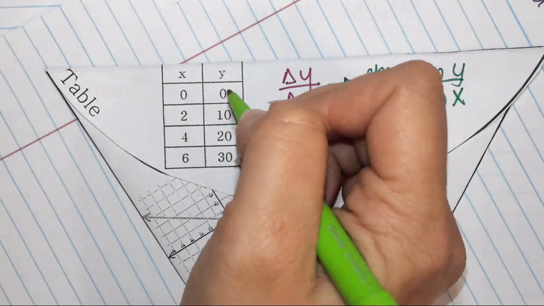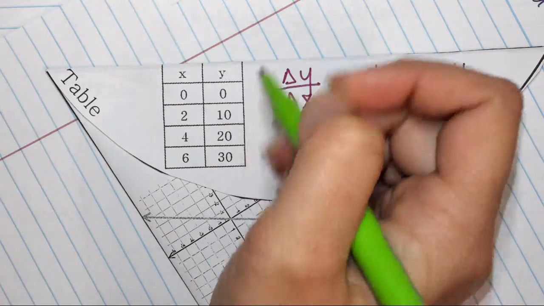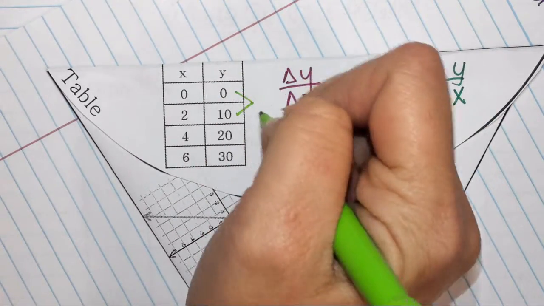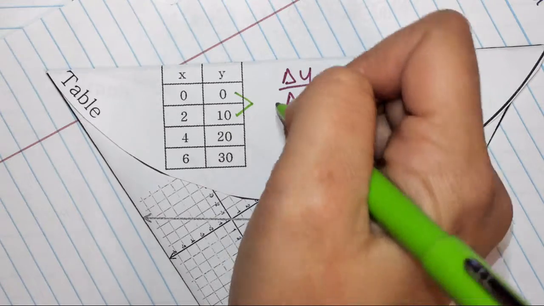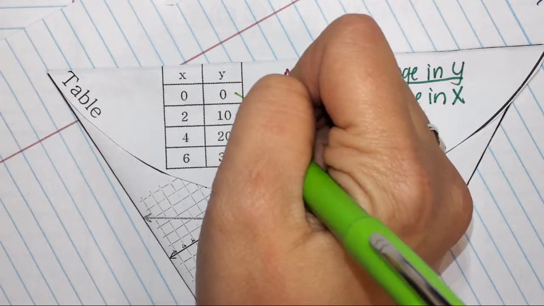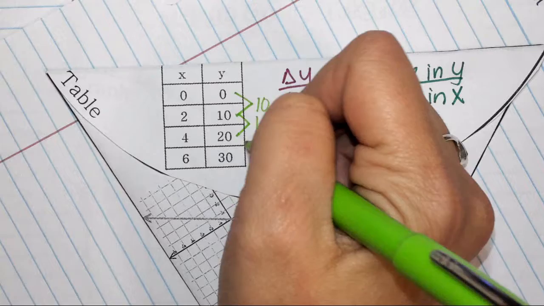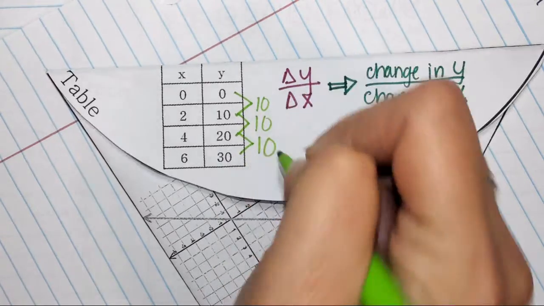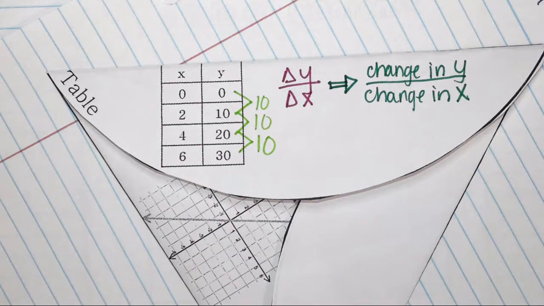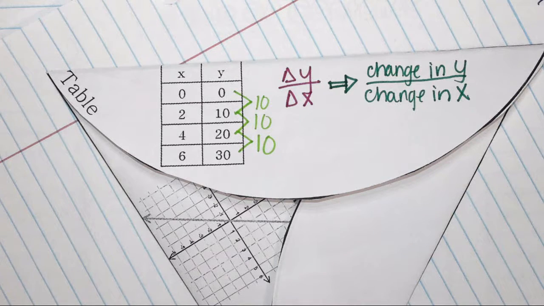So, are we increasing or decreasing on our y-axis? And how much do we increase between 0 and 10? Okay, what about 10 and 20? What about 20 and 30? Now, our goal is to make sure that our rate of change is the same. We want it to be the same straight down. That's what makes it a linear graph. And a linear graph is a line.